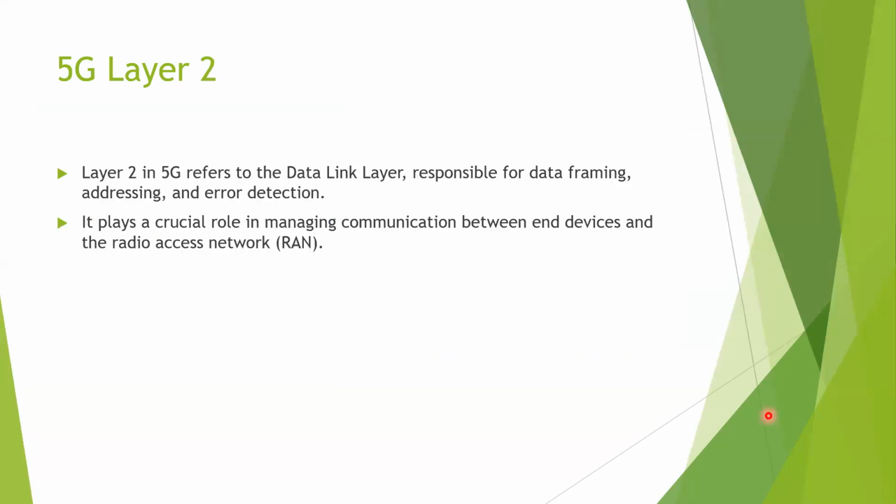After layer one, there is layer two, which refers to the data link layer. It's responsible for data framing, tracing, and error detection. It plays an important, critical role in managing the communication between the end device and the radio access network.